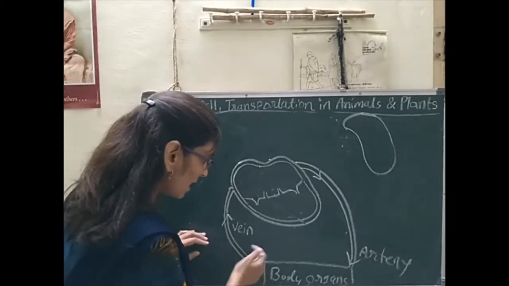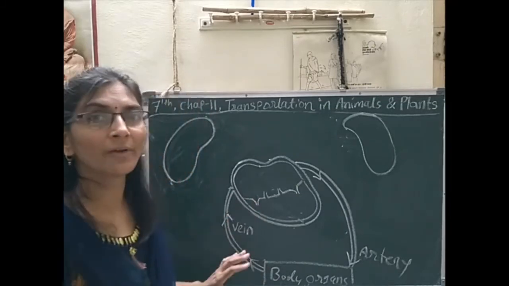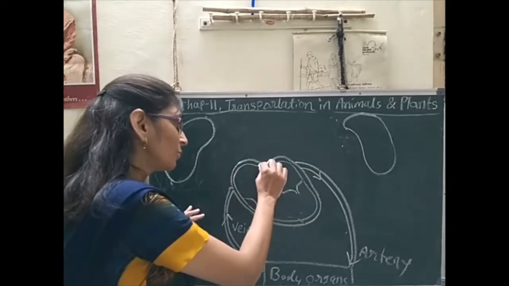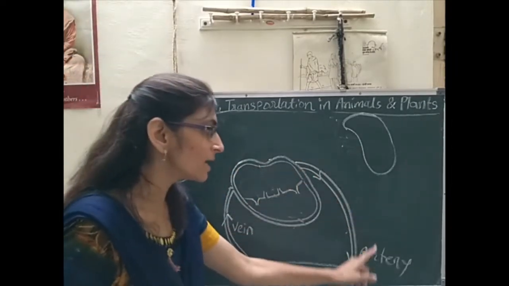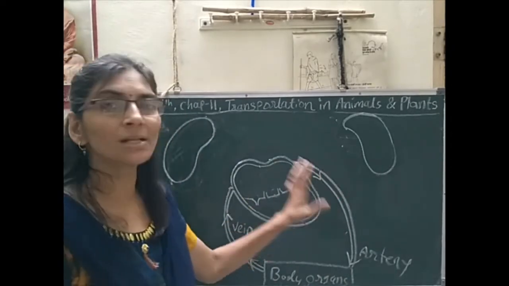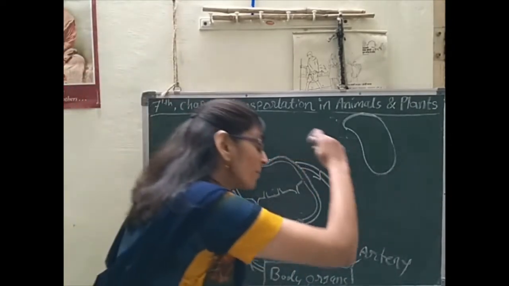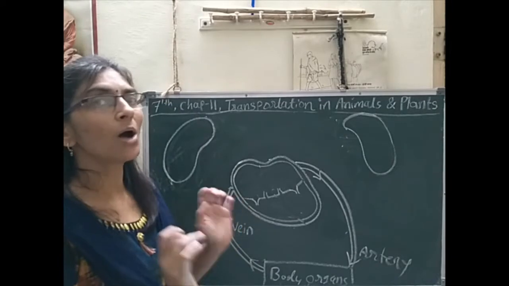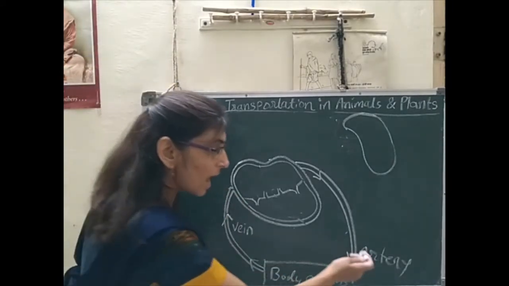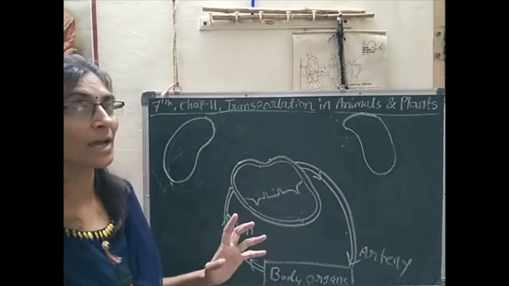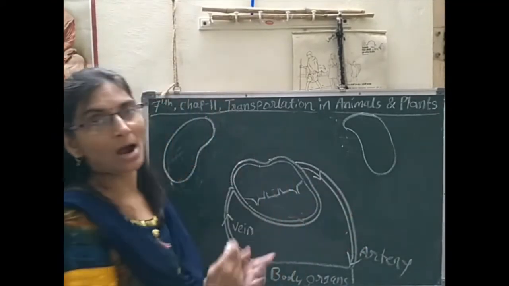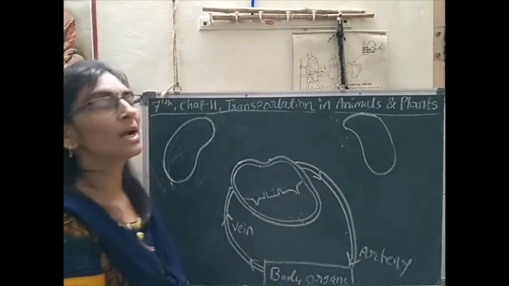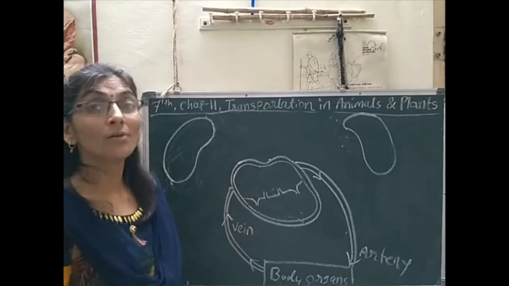Veins are those blood vessels which carry deoxygenated blood towards the heart. And arteries are those blood vessels which carry oxygenated blood from the heart towards the body organs. So how will you remember that? Artery, away from heart. Artery carries oxygenated blood away from the heart. So what does it bring from the heart? Oxygenated blood. So away from the heart, oxygenated blood. Towards the heart, through the veins.